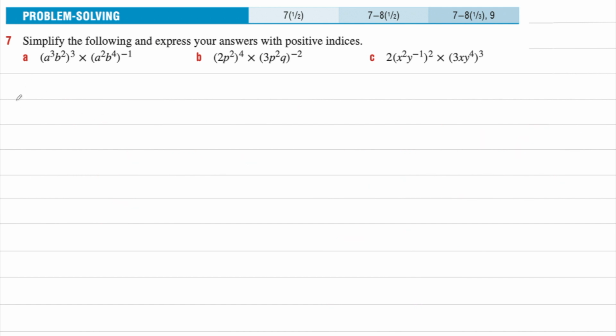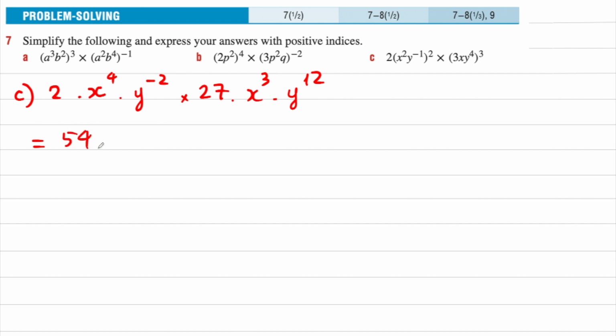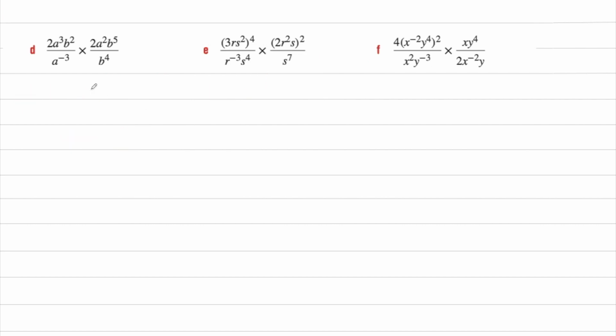A little faster about question C. I will expand this bracket. This becomes 2x to the power of 4 multiply y to the power of minus 2 multiply 27 x to the power of 3 and y to the power of 12. Simplify, get 54 for the constant number, x to the power of 7 and y to the power of 10. Yeah, we finish question C. Check this out. Question D.